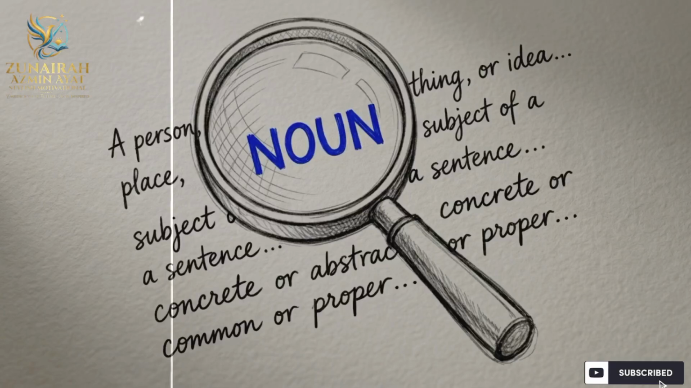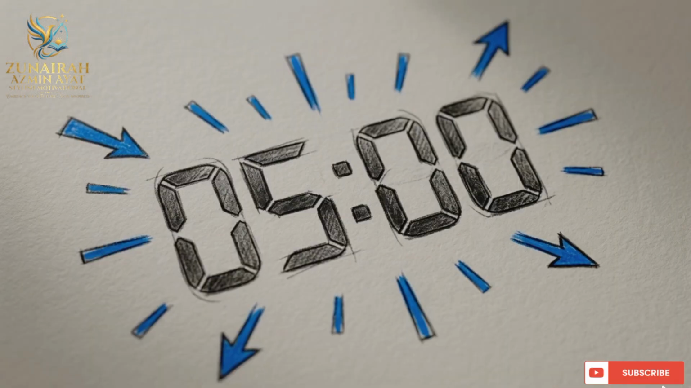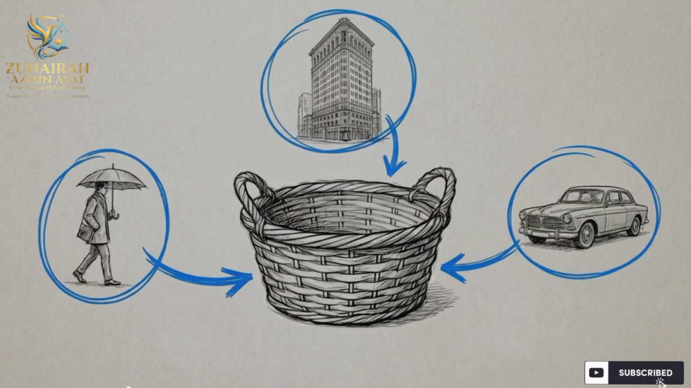Take a look at this sentence. The massive crowd watched Raheem play football with great happiness. If you had to find all 4 nouns in this text and accurately name their exact types, could you do it? If you're not sure, don't worry. In exactly 5 minutes, you're going to have a system to identify and sort any noun, known in Bengali as bishisha, the moment you see it.